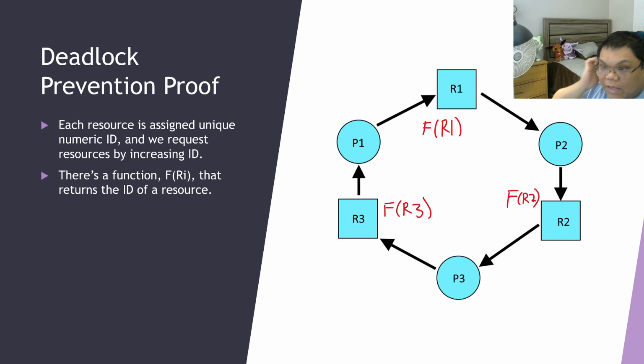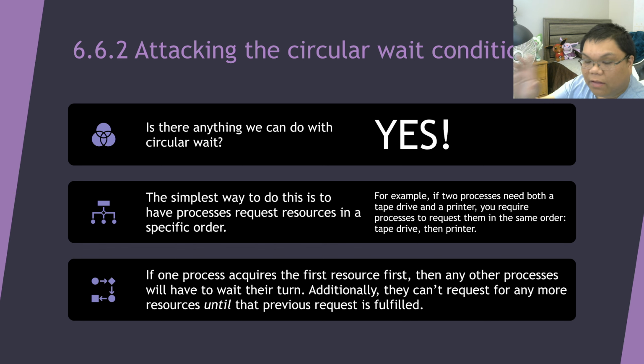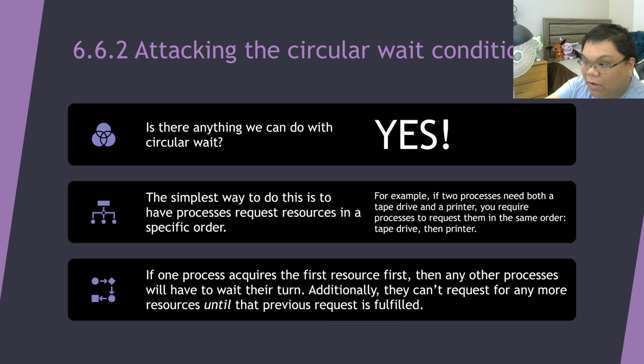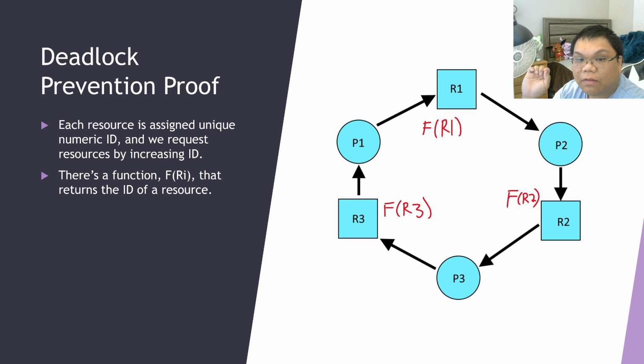The requirement is this: we are to request resources by ascending numeric ID. That is basically another way of wording it. When we say that processes request resources in a specific order, one way we can enforce that is by giving resources a unique ID, and we say you can only request resources by increasing ID. That's just another way of implementing requesting resources in a specific order. We have a function that, given a resource, returns the ID.